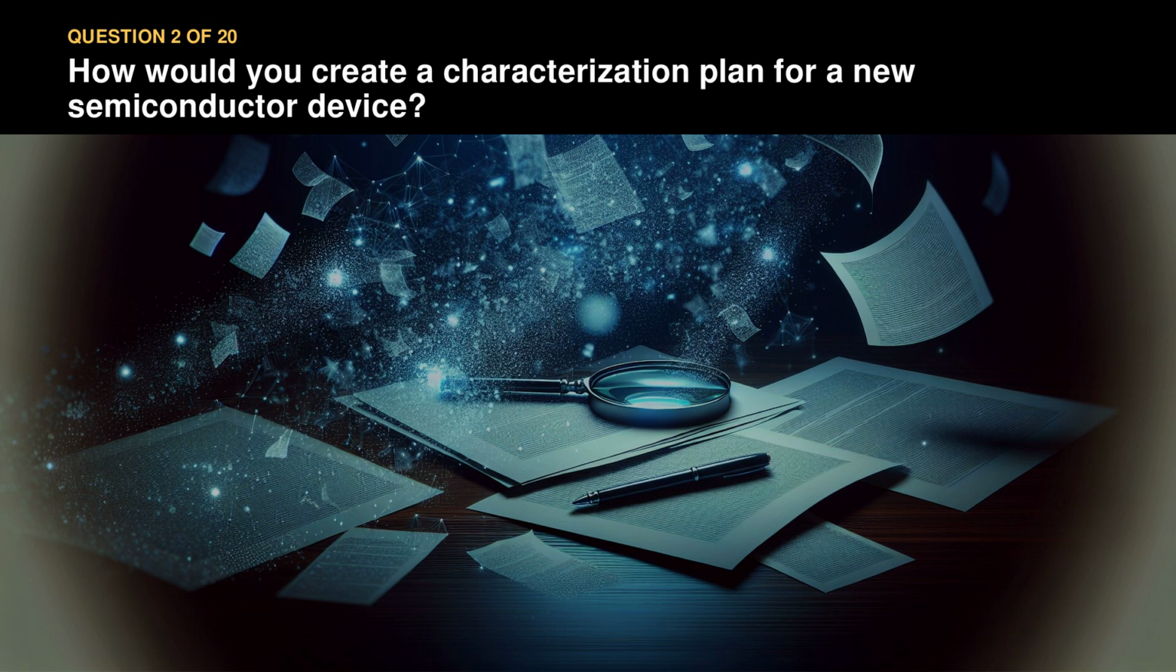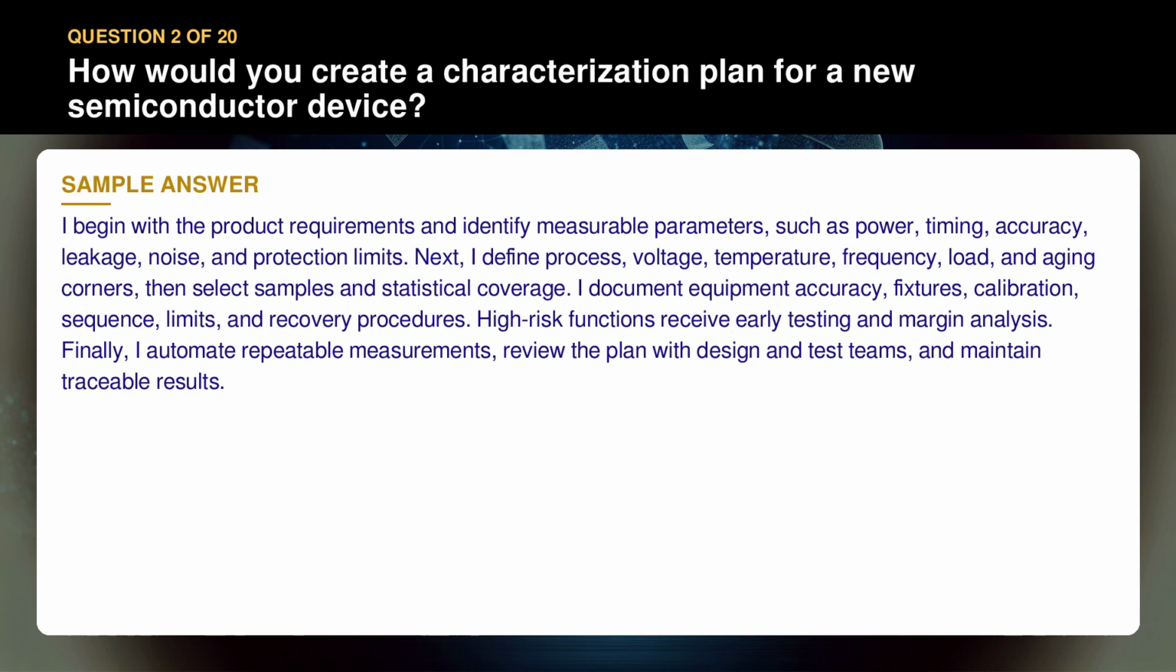Question 2. How would you create a characterization plan for a new semiconductor device? I begin with the product requirements and identify measurable parameters, such as power, timing, accuracy, leakage, noise, and protection limits. Next, I define process, voltage, temperature, frequency, load, and aging corners, then select samples and statistical coverage. I document equipment accuracy, fixtures, calibration, sequence, limits, and recovery procedures.